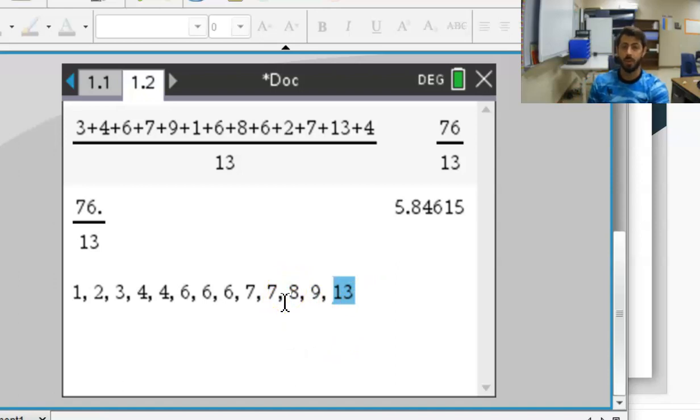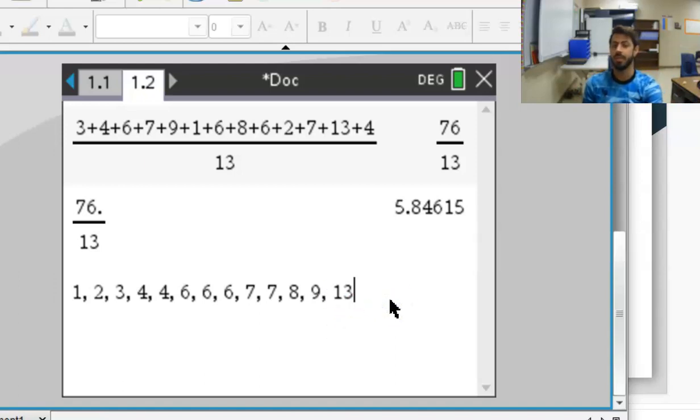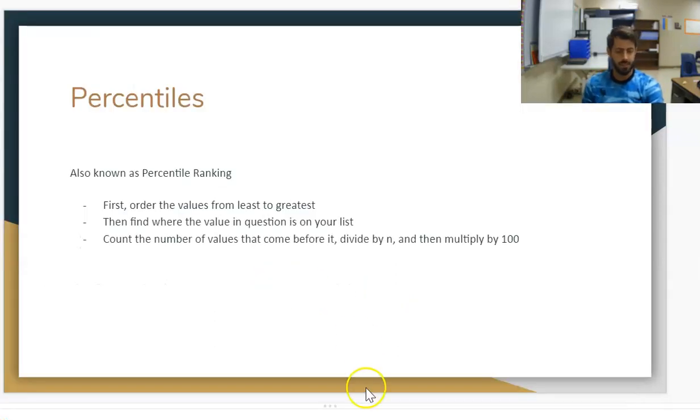The IQR was 4. 1.5 times 4 would be 6. And we add that to our Q3. So Q3 was 7.5. 7.5 plus 6 would be 13.5. If any of our numbers are bigger than 13.5, then we can consider them outliers and just blow them off completely. Thankfully, this 13 is not bigger than 13.5, so it is not considered an outlier. All right, percentiles.